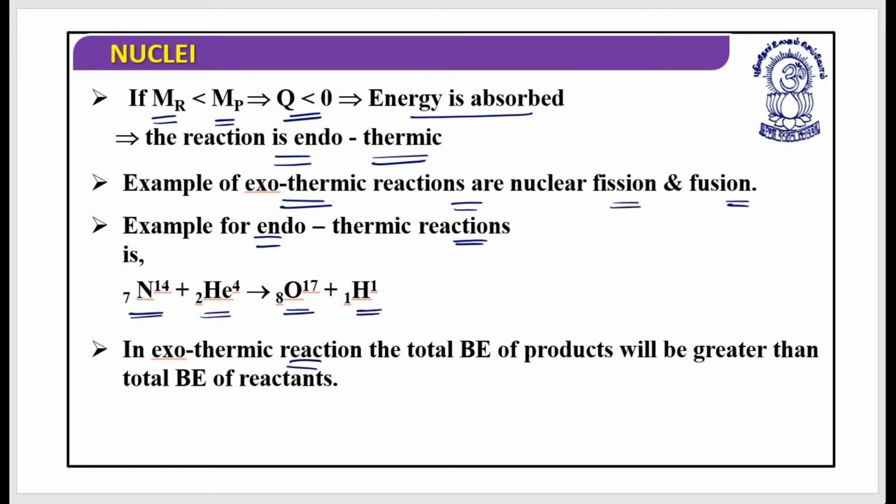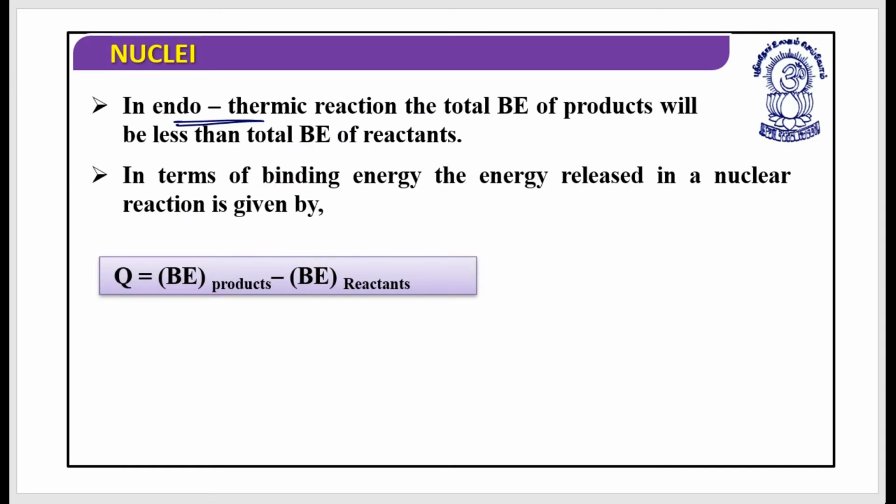In an exothermic reaction, the total binding energy of the products will be greater than the total binding energy of the reactants, while in the case of endothermic reactions, the total binding energy of the products will be less than the total binding energy of the reactants. So in terms of binding energy, the energy released in a nuclear reaction can be given as Q value equals binding energy of products minus binding energy of reactants. Now let's look at one of the numericals and things will be clearer.